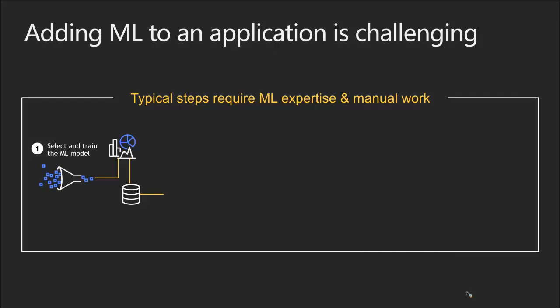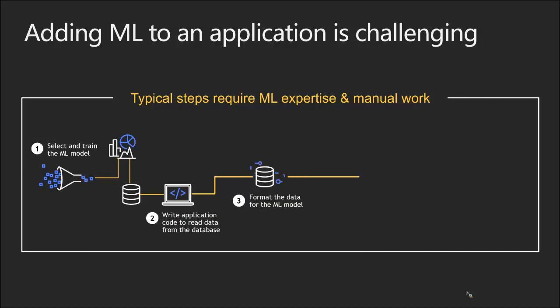Typically, and this is the old way that you would need without a capability like this, you would first of all need to train your machine learning model, if you don't yet have one. Maybe you already do, in which case you can skip step 1. So let's assume that now you have a machine learning model or algorithm available. You would need to write application code that would read the data from your database. You would need to format the data in a format that the machine learning model can read.